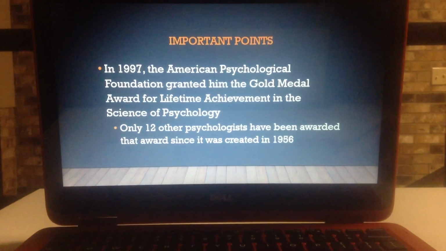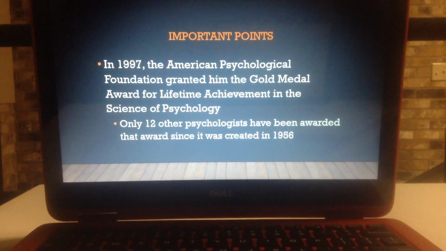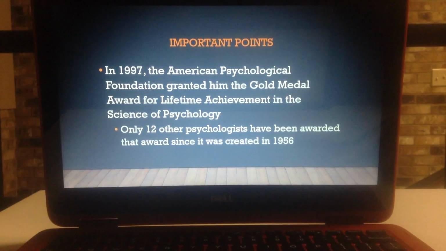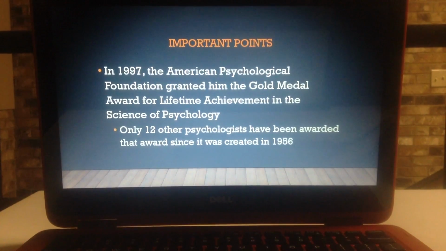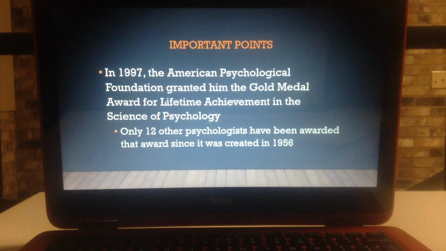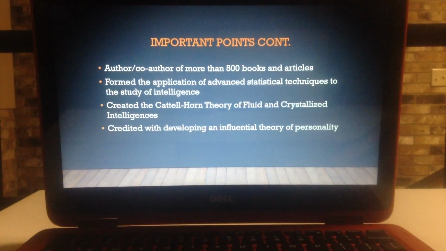Important points. In 1997, the American Psychological Foundation granted him the Gold Medal Award for Lifetime Achievement in the Science of Psychology. Only 12 other psychologists have been awarded that award since it was created in 1956.